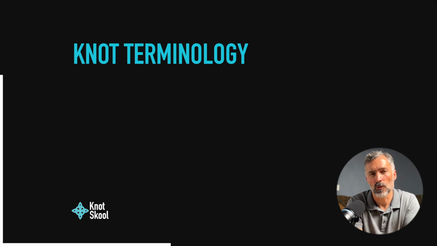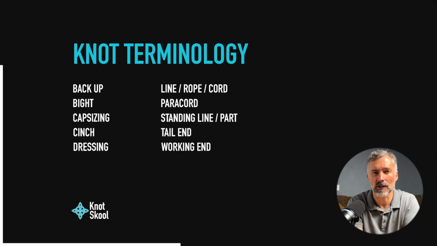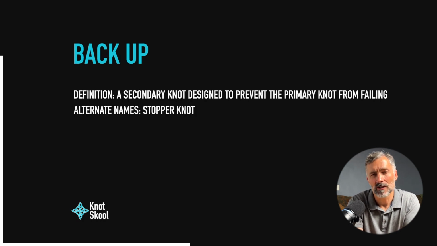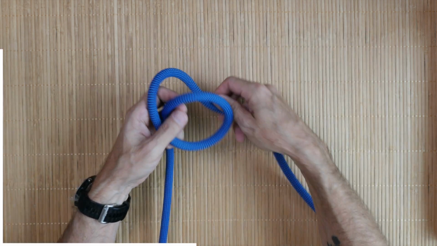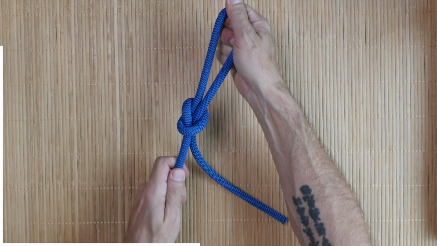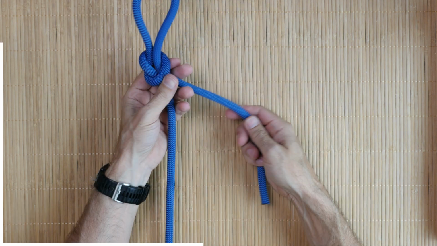In this first module, we will be looking at 10 different terms. These are terms that I believe are the most frequently used terms that will help you understand and learn knots when you're discussing them with someone of experience. Our first term is to back up. And to back up is creating a secondary knot designed to prevent the primary knot from failing.